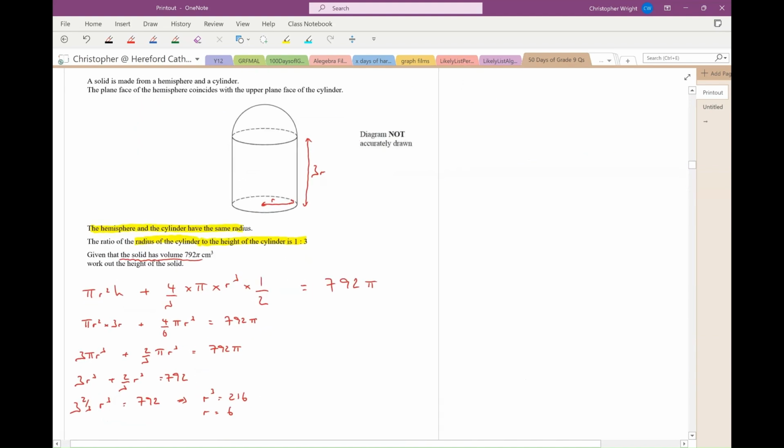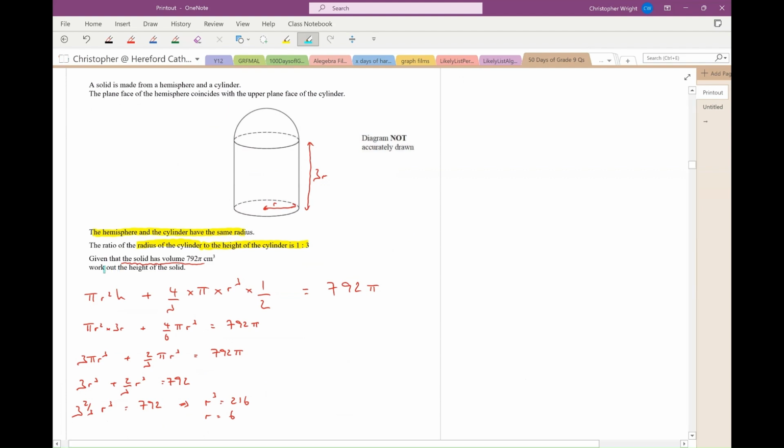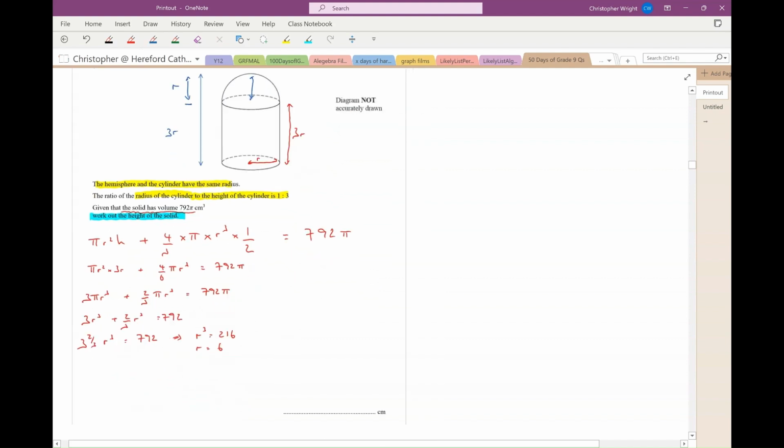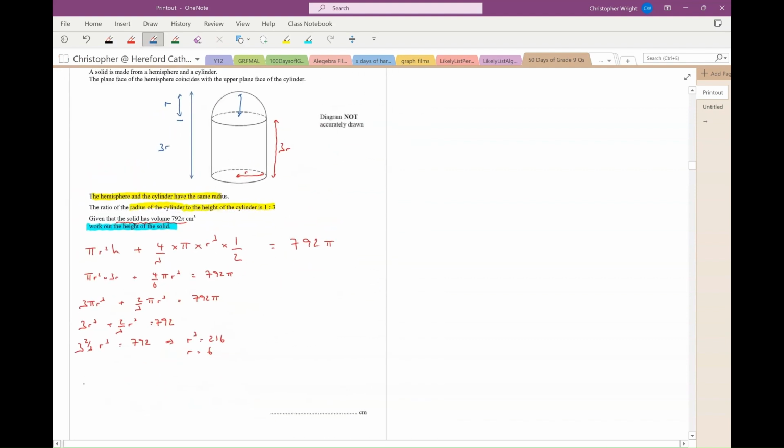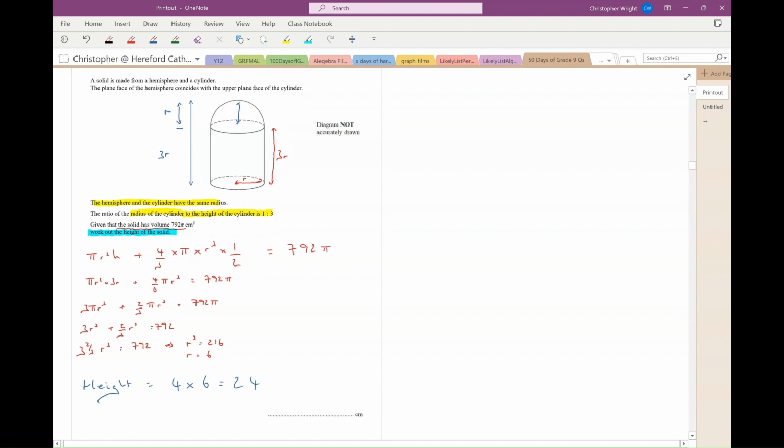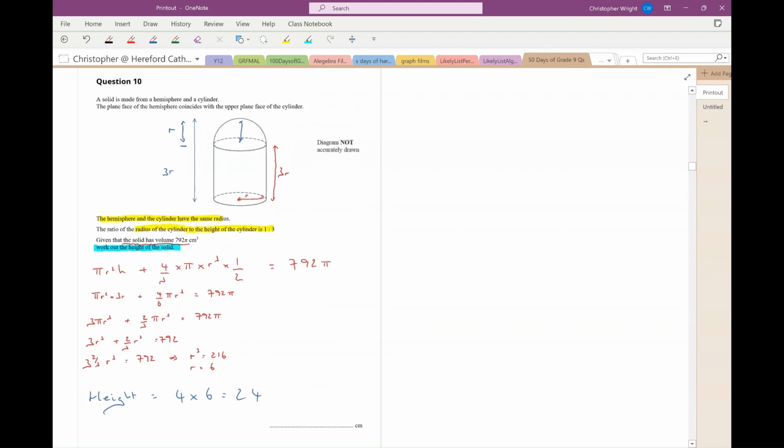Now, it's easy to make a mistake here. Do you see that it says work out the height of the solid? The height of the solid is this length here, from the top of the solid to the bottom. So it includes up to here, which is 3r, and then that bit there, which is the radius of the hemisphere, another r. So the height of the whole solid is 4r, so 4 times 6, 24 centimetres. And that is question 10 done.